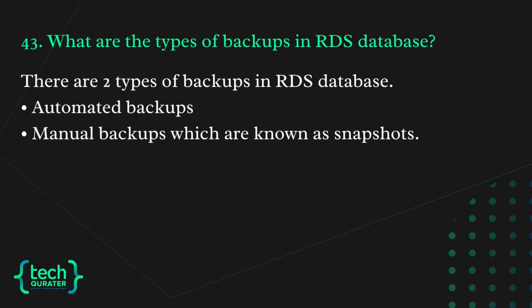What are the types of backups in RDS database? There are two types of backups in RDS database: automated backups and manual backups, which are known as snapshots.